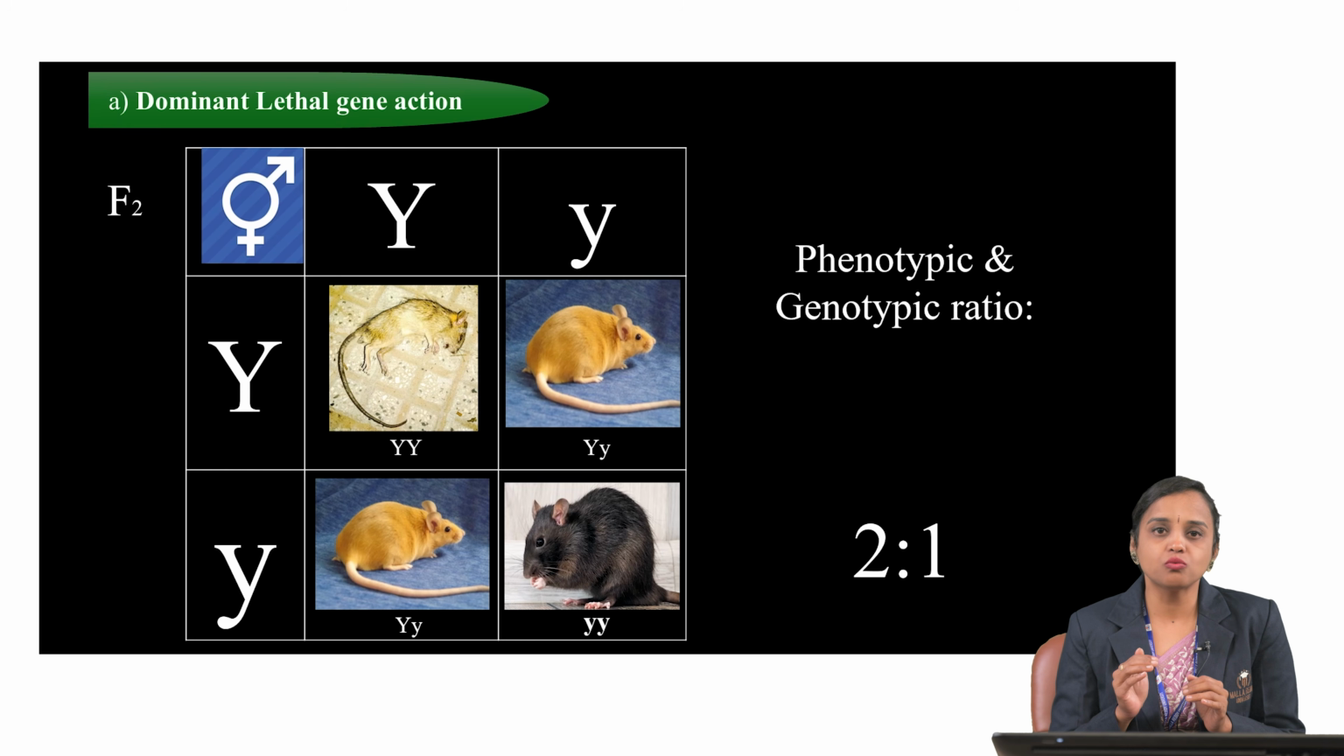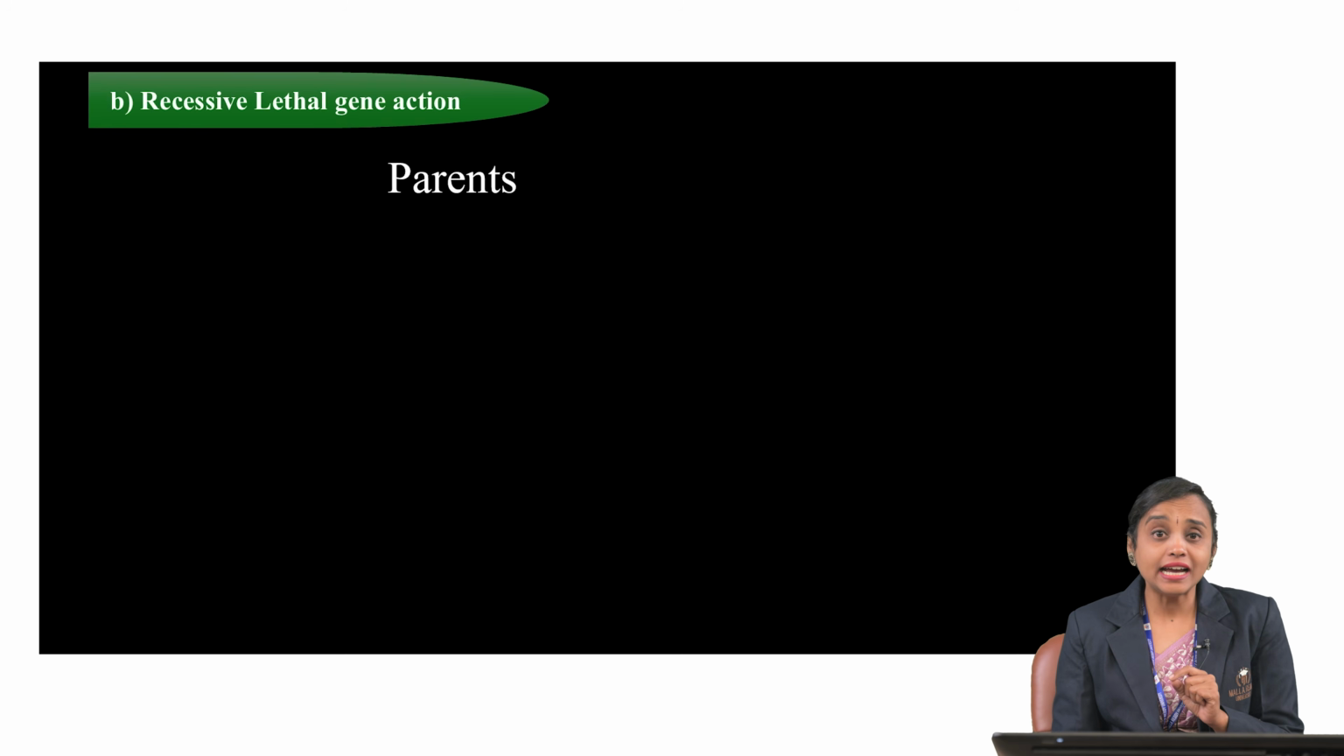So this happens when the homozygous yellow condition is lethal and such embryos do not survive. On the other hand, recessive lethal genes cause death only when present in homozygous condition. In case of rice, the gene responsible for green pigmentation is essential for photosynthesis.